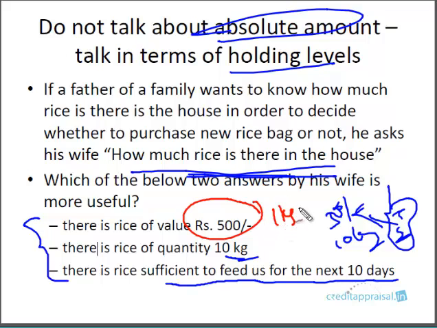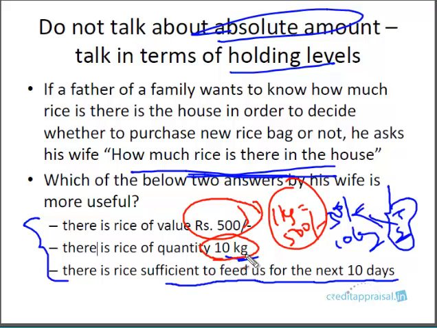It might be a case where 1 kg of rice is 500. This is a highly hypothetical situation, but in such a case, if really this 500 is equivalent to 1 kg, it is going to last only for 1 day. He needs to purchase it today, right? On the other hand, if this is equivalent to 10 kgs, then he can wait for 10 days. So this amount is not going to give him any particularly useful information.